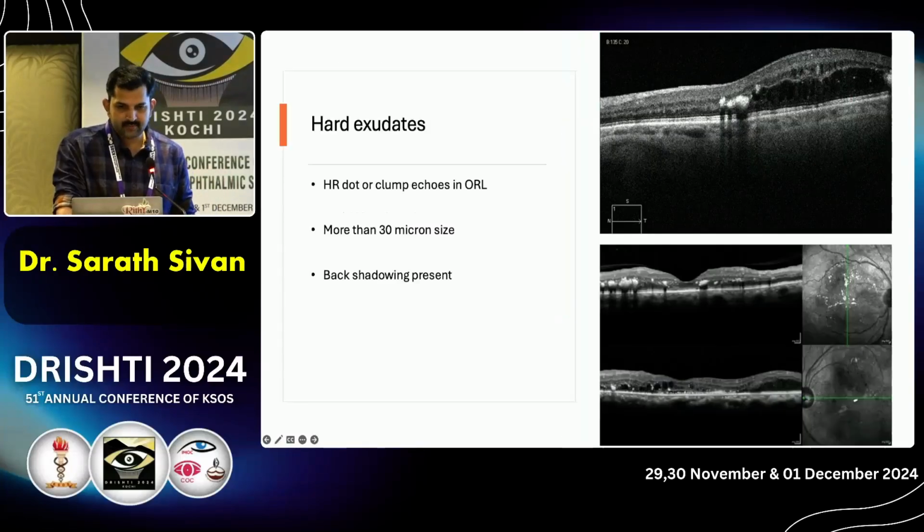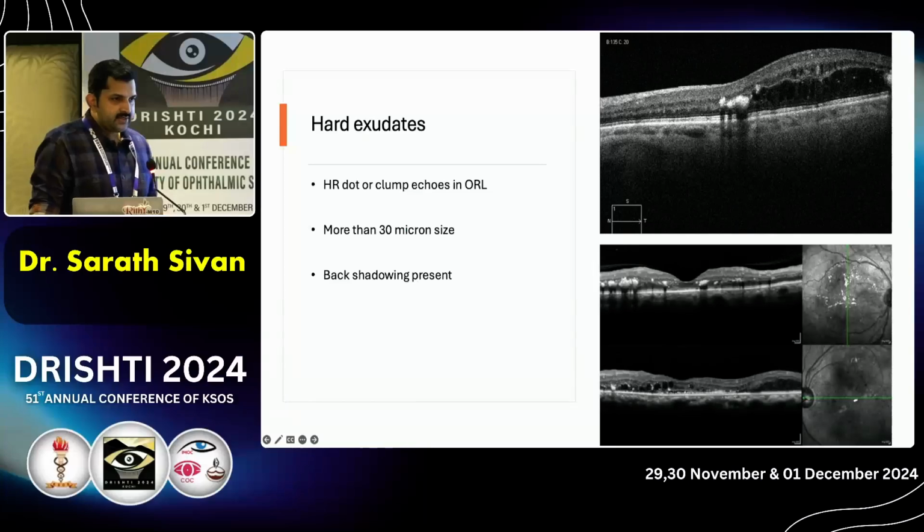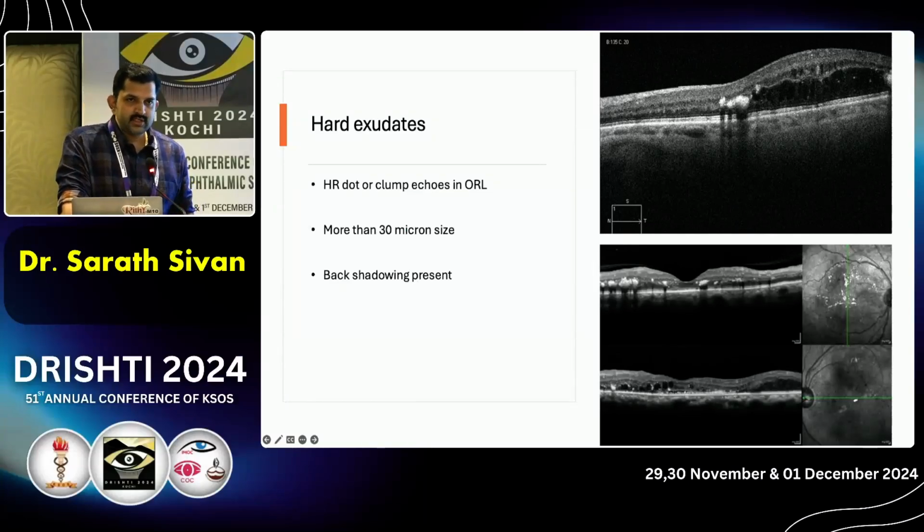condition of the patient. Hard exudates are lipoproteinaceous material deposited in the outer retinal layers. In the OCT, they appear as hyperreflective dot or clump echoes. Usually, they are more than 30 micron in size, and they will have back shadowing. These hard exudates slowly get absorbed with treatment, anti-VEGF injection or focal laser. Usually, they clear very well with focal lasers.